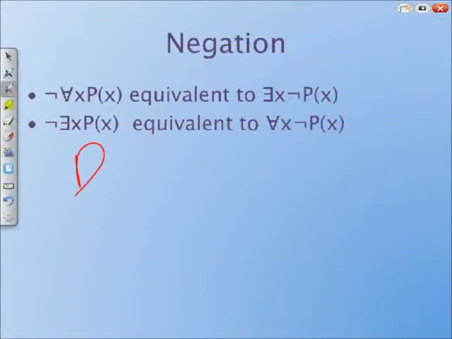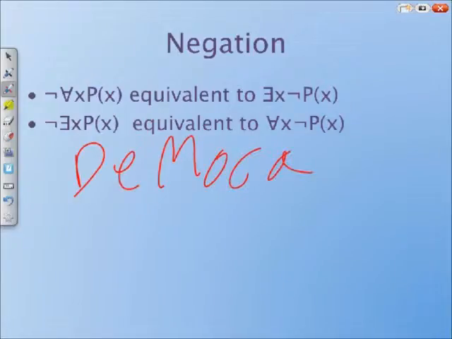Hi, I'm Jarrett Parker, and I will be talking about negating quantified expressions. The rules for negating quantifiers are called De Morgan's laws for quantifiers. If you have a statement that for every x, p of x is true, the negation of that would be equivalent to there is an x for which p of x is not true. And if you have a statement, there is an x for which p of x is true, and you negate that, then you have that for all x, p of x is not true.